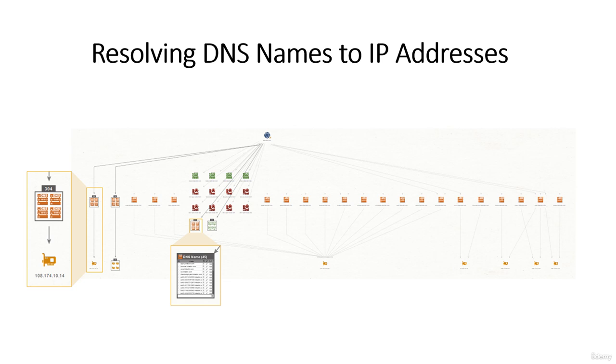Following the data model, we will resolve all the DNS names to IP addresses by selecting the DNS entities and running the To IP Address transform. It is interesting to note that 304 of the 408 DNS names resolved to a single IP address, as shown in this image.